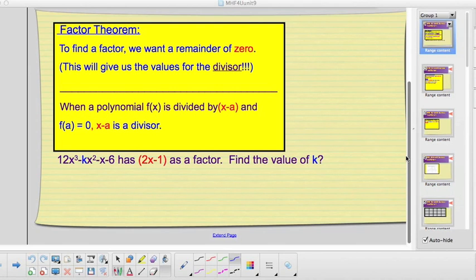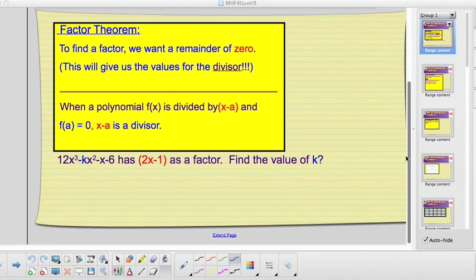the remainder theorem. So first of all, to find a factor, we always want a remainder of 0. If the divisor does not go into the quotient with a remainder of 0, then it is not a factor. So when a polynomial f of x is divided by x minus a and f of a is equal to 0, that means x minus a is the divisor. So this is an example of a test question you might get using the concept of factor theorem.